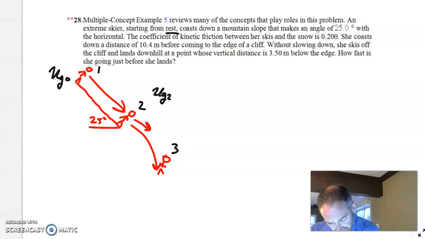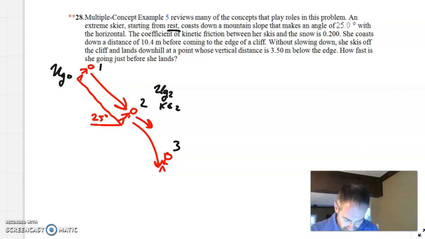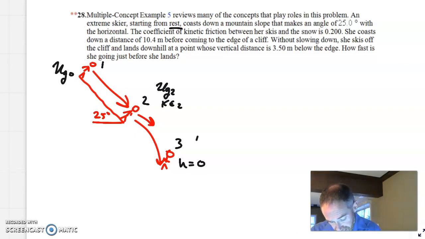gravitational potential energy. If it's okay, I'll call it gravitational potential energy 2. And she also had kinetic energy. I'll call that kinetic energy 2. And now at 3, this is the lowest point in the problem. And you're going to notice something that I like to do is I like to say that the lowest point in the problem is height equals 0. And so because of that, she only has kinetic energy. I'll call it kinetic energy 3. And so there you have it.